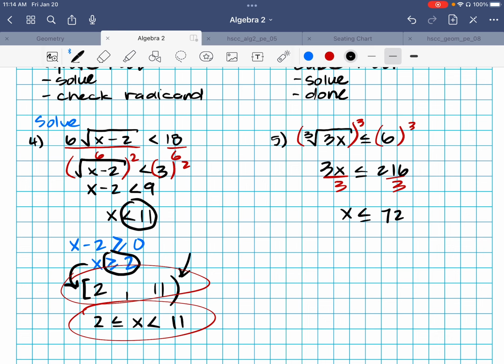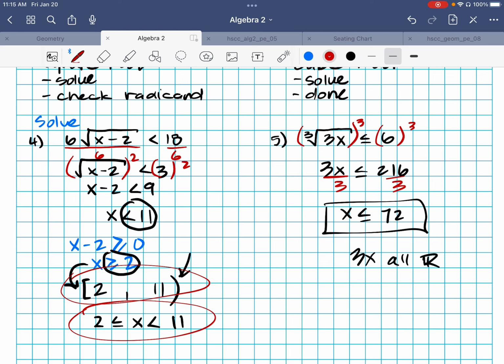Now, we want to go ahead and check the radical. But because this is a cube root, the 3x has no limitation. 3x can be, well, pretty much all real numbers. So since x can be anything, then that means our answer of x less than or equal to 72 has no extra or added restrictions on it. So our answer is all the x values less than or equal to 72.